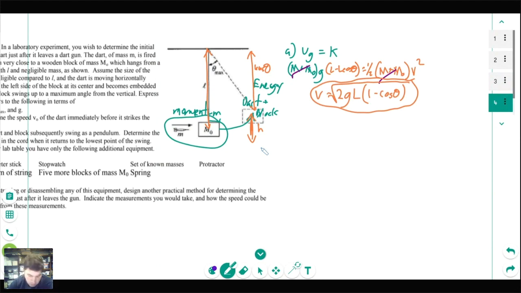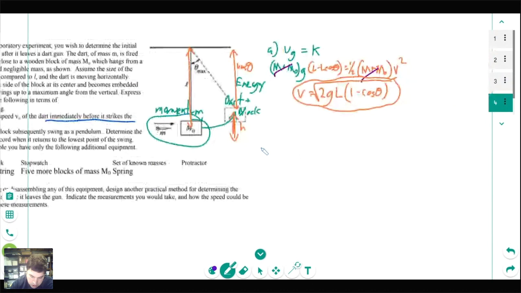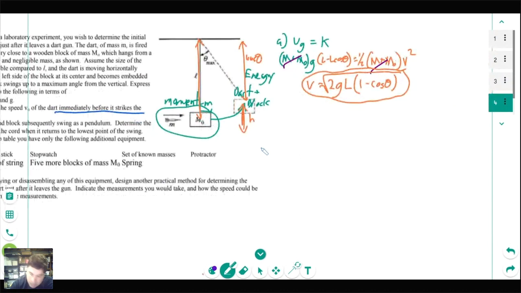Now, that's good. We're only half done now. We need to find the velocity of the dart before the collision. Immediately before it strikes is what we're looking for here. So right before it strikes the block. Well, we've done the energy part already. Check it off. That's done. Now we need momentum.